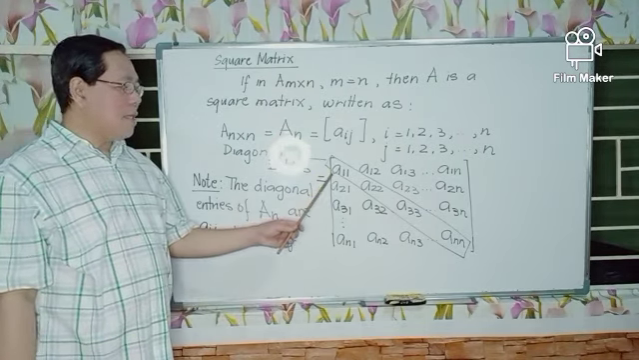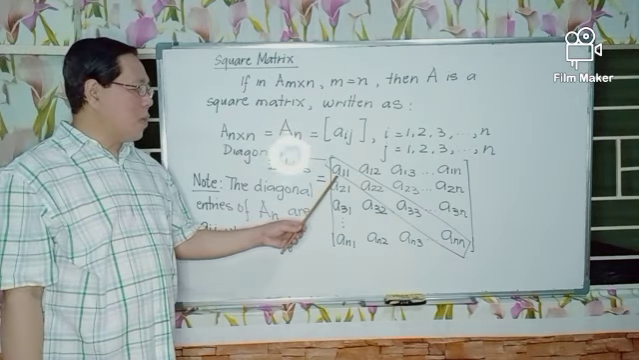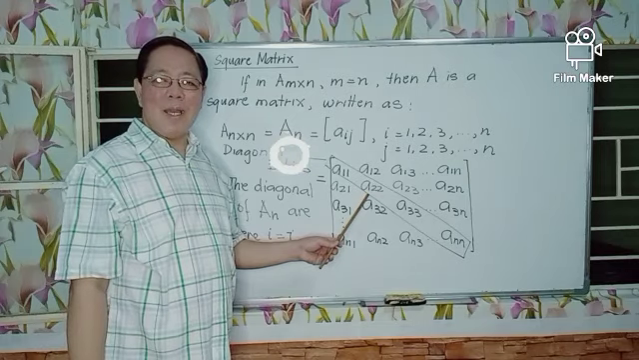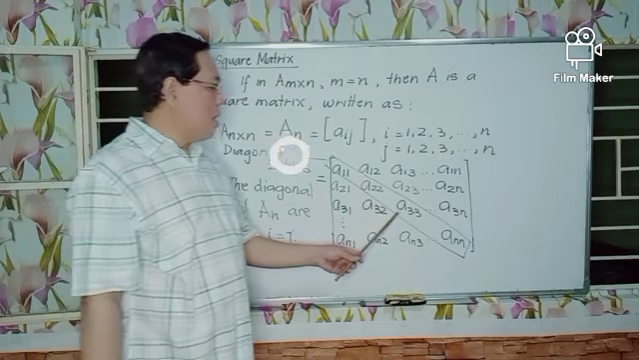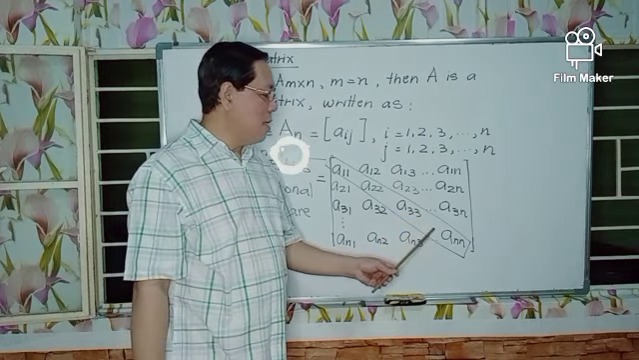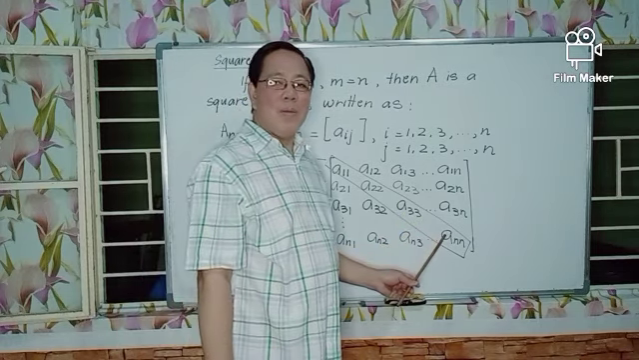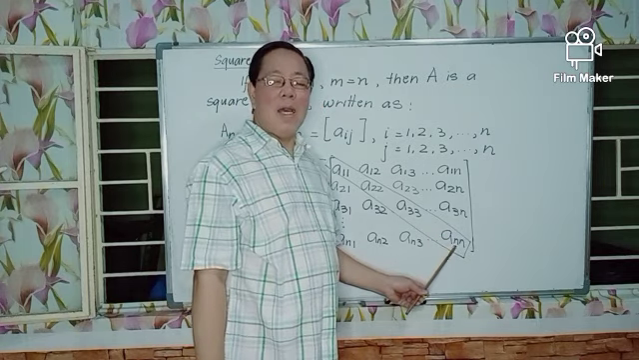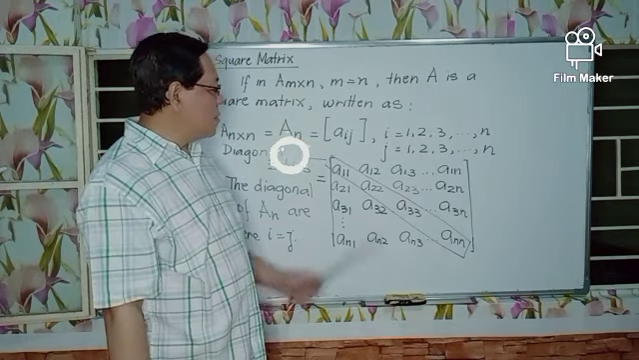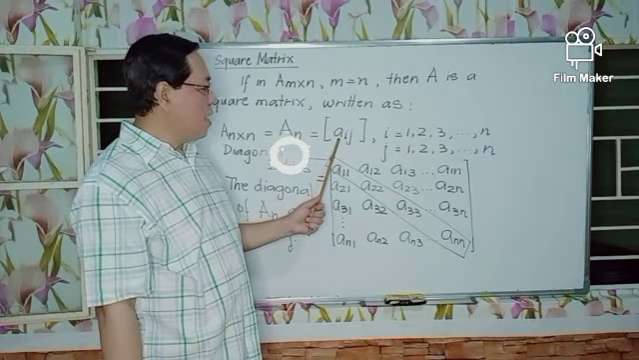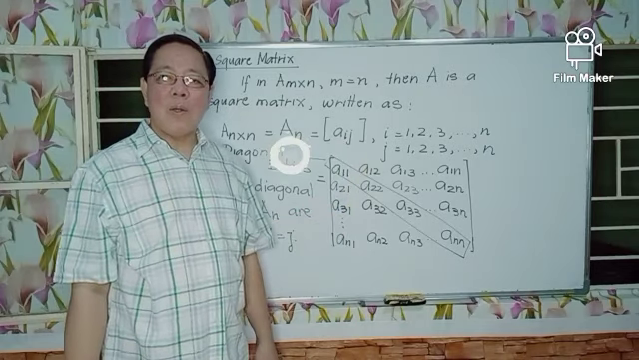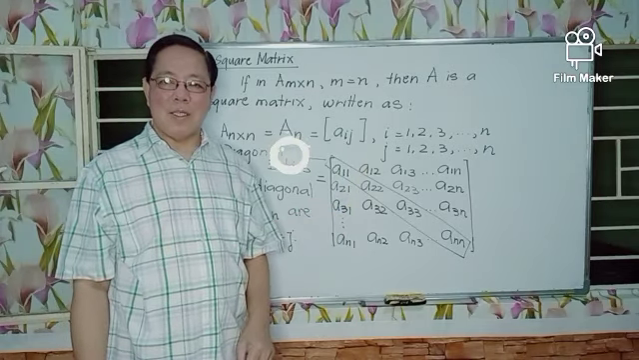And these are the entries a11, where i is 1 and j is 1, a22, where i and j are 2, and a33, where i is 3 and j is 3, up to a sub nn, where i is n and j is n. Those entries a sub ij where i is not equal to j are called non-diagonal entries.